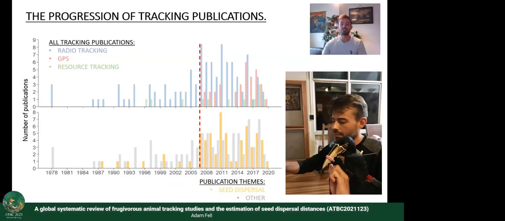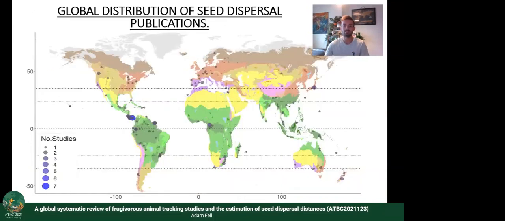Publication search resulted in a total of 148 different studies that tracked the movements of frugivorous animals between 1978 and 2020. The tracking involved either GPS tags, radio transmitters, or resource tracking. These publications were then split into whether they used the tracking data to estimate seed dispersal distances or not. As you can see, around 2008 we see an influx of studies using GPS tags, which corresponds with an increase in the number of studies that start to estimate seed dispersal distance.